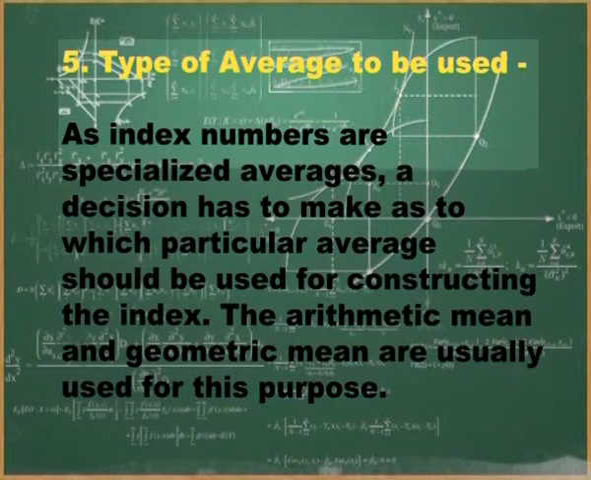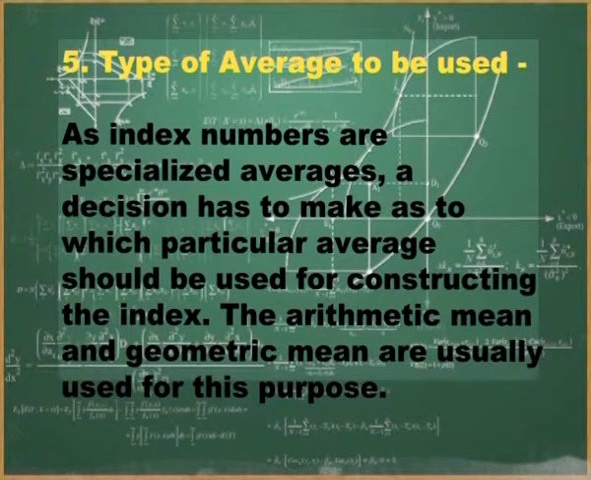As index numbers are specialized averages, a decision has to be made as to which particular average should be used for constructing the index. The arithmetic mean and the geometric mean are usually used for this purpose. In certain cases, the median is also used.